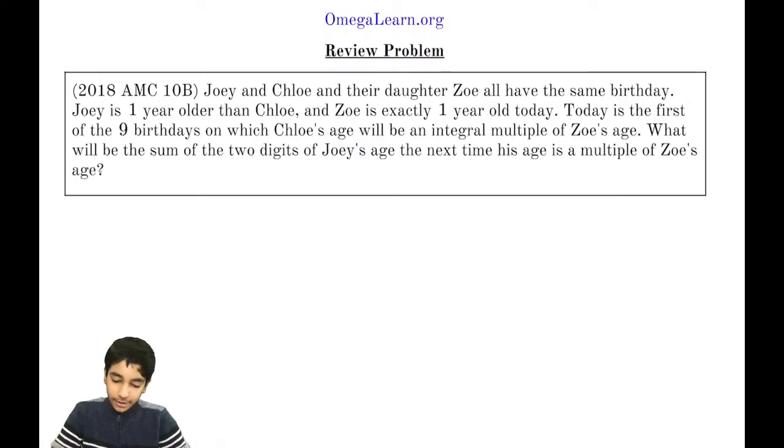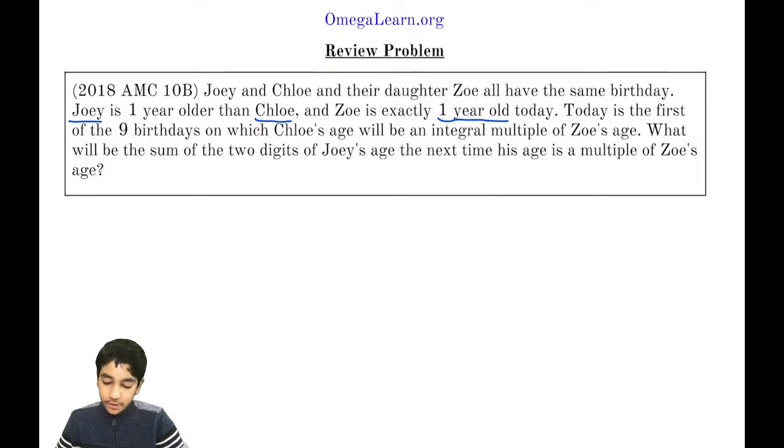Okay, so now I'll start off with this problem. Basically, we have Joey and Chloe and their daughter Zoe, who all have the same birthday. Joey is 1 year older than Chloe, and Zoe is exactly 1 year old. Today is the first of the 9 birthdays on which Chloe's age is an integral multiple of Zoe's age.